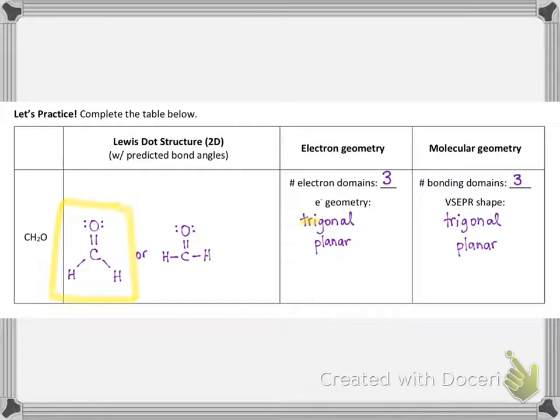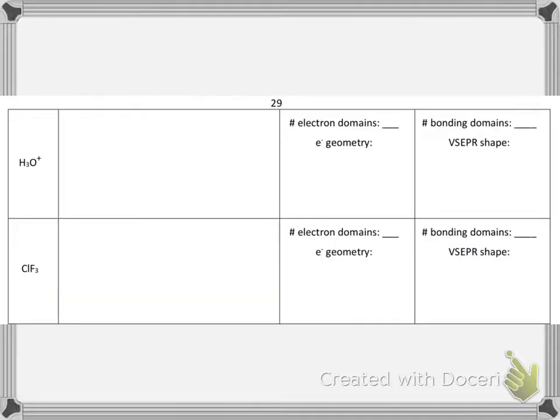Okay, let's try two more examples, and then I will set you free. Of course, before we can do anything else, we need a Lewis dot structure, so pause the video, draw a tasty Lewis dot structure for hydronium, no flashbacks here, and when you're ready to check the answer, unpause the video.